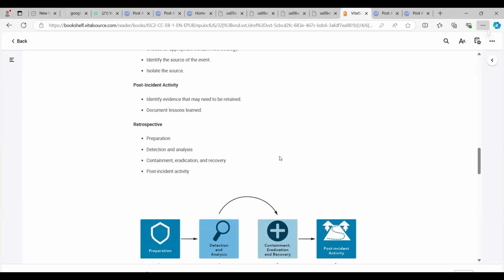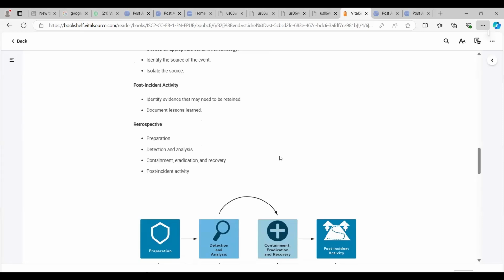So then we have post-incident activity. This is where you identify evidence that may need to be retained, and also you will document lessons learned. This is what happened during the process, this is what caused the attack. This person mistakenly visits an unsecure website, and through that, they actually get hold of our network.